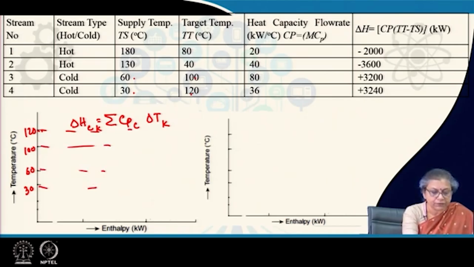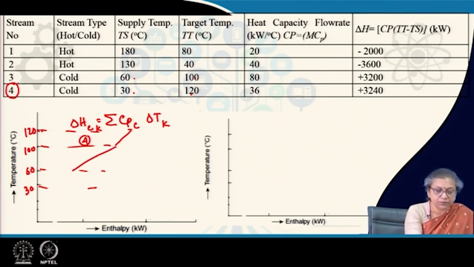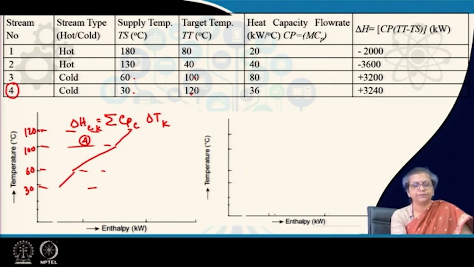I find that from 120 to 100 it is just stream 4 which is there. From 100 to 60 I find both streams, streams 3 and 4 are there. Again from 60 to 30 just stream 4 is there. So, accordingly we can construct this.